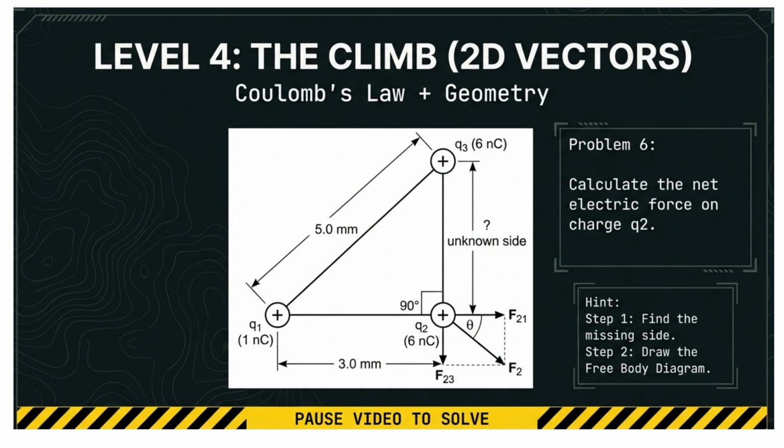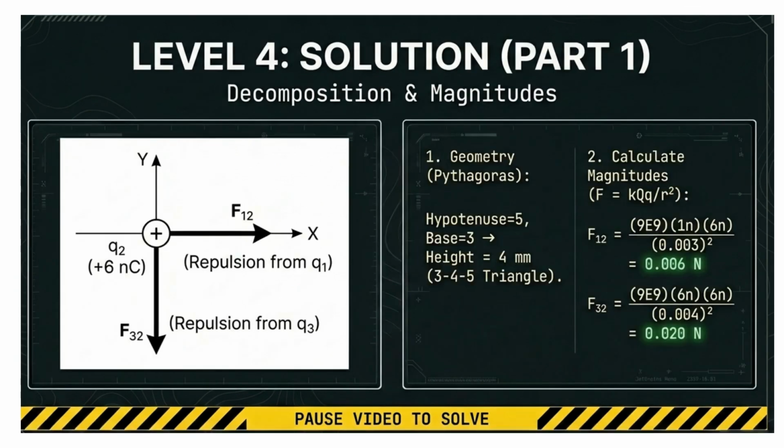In this first part of the solution, we focus on geometry and individual force magnitudes. First, let's solve for the missing distance. Looking at the arrangement of charges, we have a right triangle with a hypotenuse of 5 millimeters and a base of 3 millimeters. Using the Pythagorean theorem, we calculate the height, the distance between charge Q2 and Q3, to be 4 millimeters. This is a perfect 3-4-5 triangle.